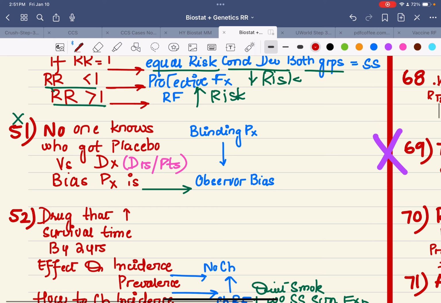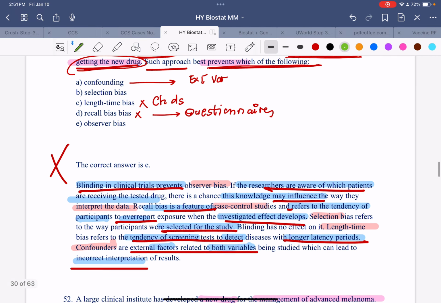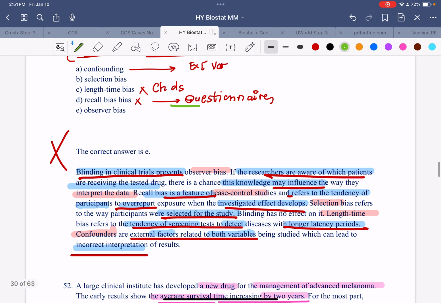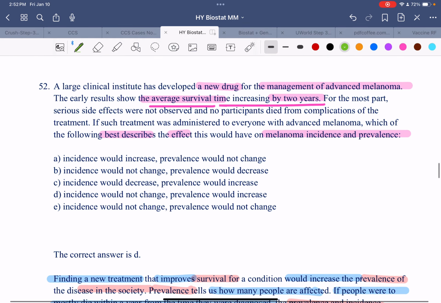If no one knows who is getting the placebo versus the drug of treatment, then the bias prevented is the observer bias, and this process is known as blinding. So basically blinding prevents the observer bias. Okay, and recall bias is like in the administration of questionnaires, and length time bias is in chronic diseases that have long latency period and then they are over detected by the screening tests.